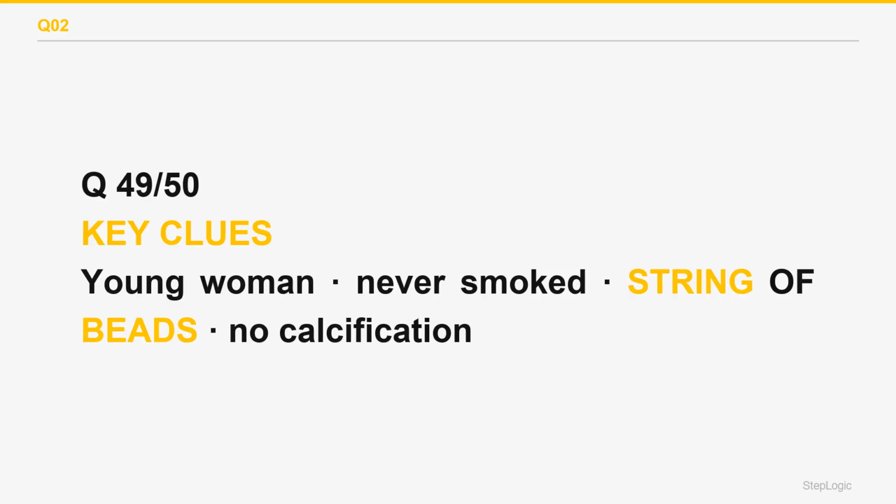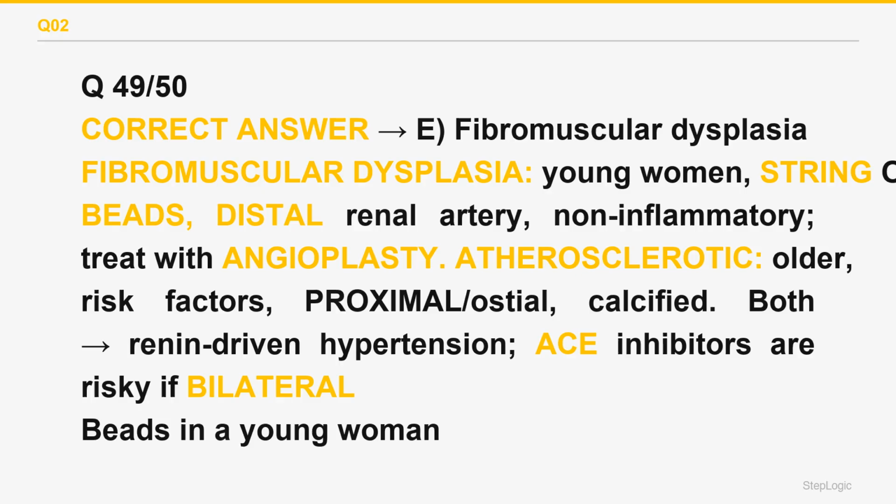Fibromuscular dysplasia is a non-inflammatory, non-atherosclerotic disease of the arterial media occurring predominantly in young women. Alternating areas of fibrous thickening and thinning produce the characteristic string-of-beads appearance, typically in the distal two-thirds of the renal artery. Atherosclerotic renal artery stenosis is the other major cause, but occurs in older patients with vascular risk factors, involves the proximal artery near the ostium, and shows calcification, none of which fits here, excluding choice A. The correct answer is E.